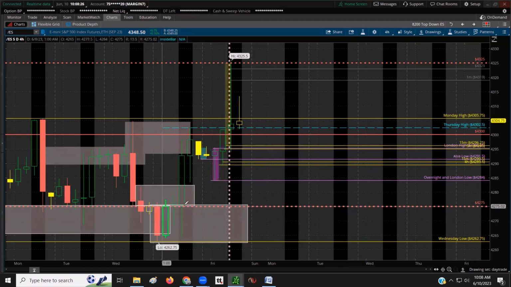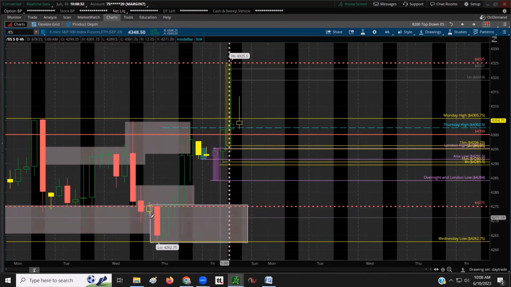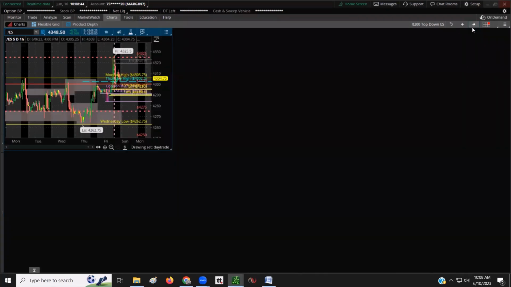Also, we were above this consolidation. Big round numbers, 42.75. Again, bullish bias. We had buyers down there. Big impulse move up on that Thursday. And then, like I said here, Asian session, London session. Let's take it into the 1 hour.